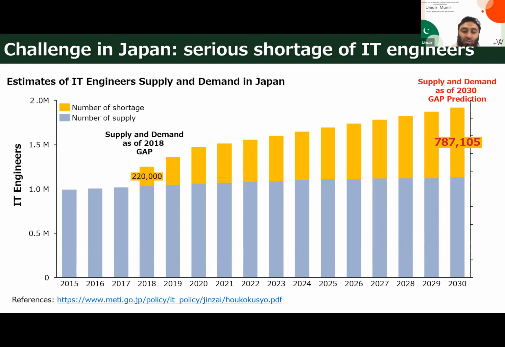This is because their population is decreasing day by day. The reason is that they are not marrying, and so their population is decreasing and their birth rate as well.